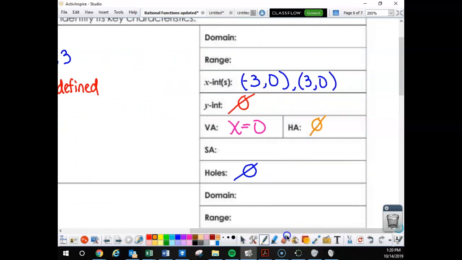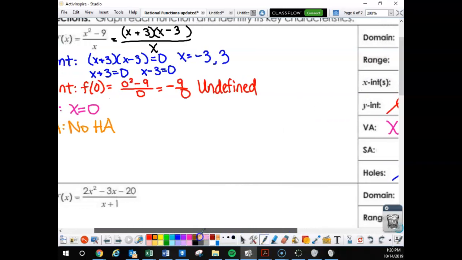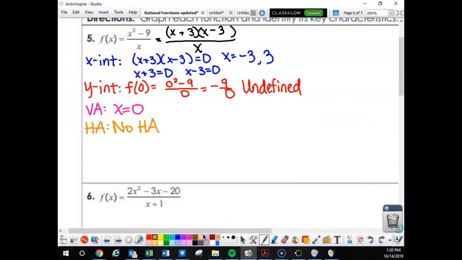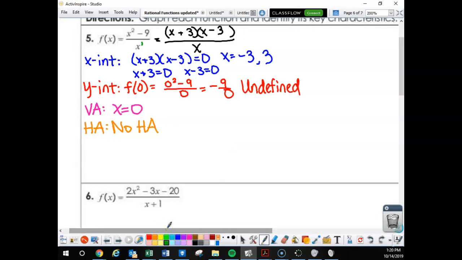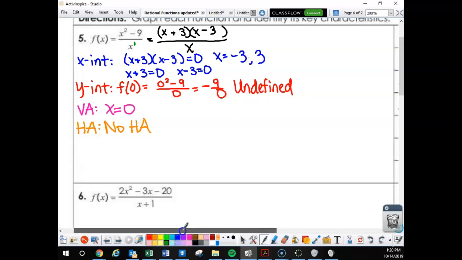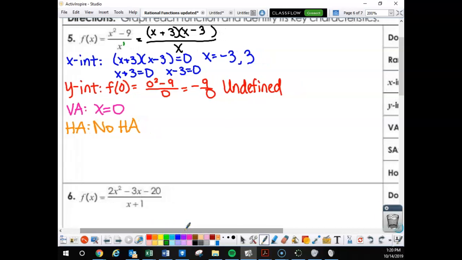And now for the slant asymptote, the degree of P has to be one more than the degree of Q. Right now my degree of P is 2, and down here the degree of Q is 1. So 2 is 1 more than 1. Therefore I can use long division to figure out the equation of my slant asymptote. So I have x divided into x squared plus 0x, don't forget about that middle term, and then minus 9.